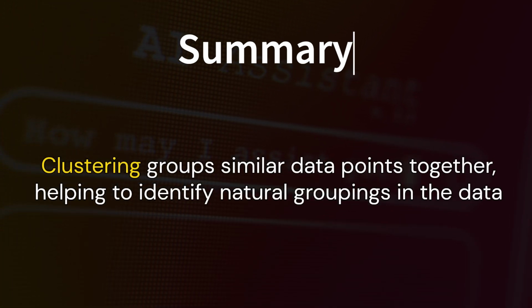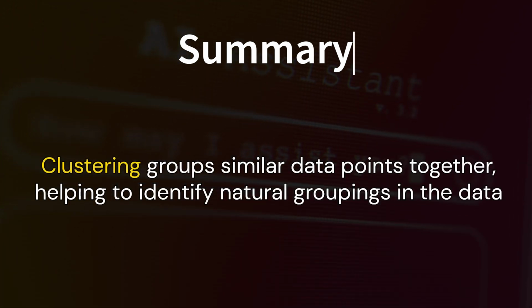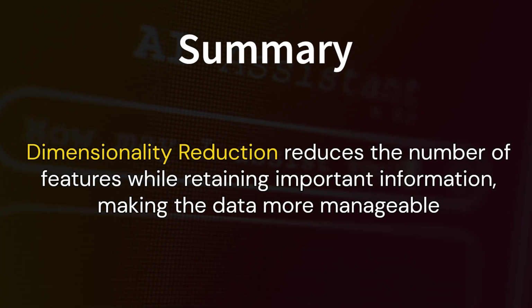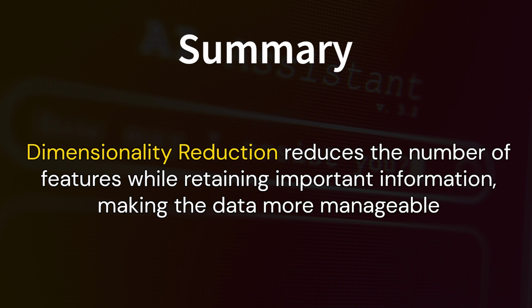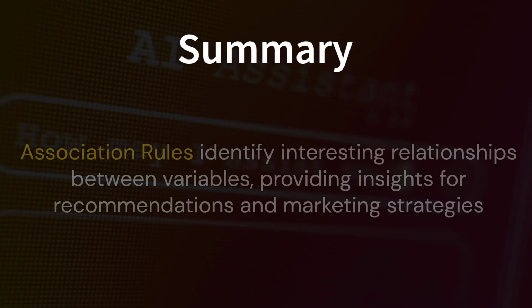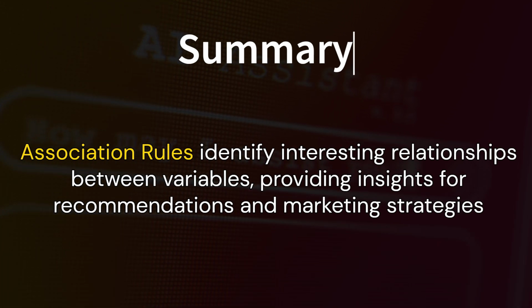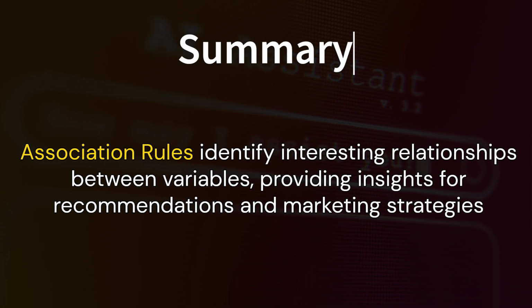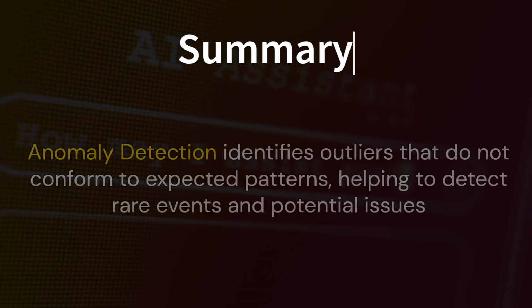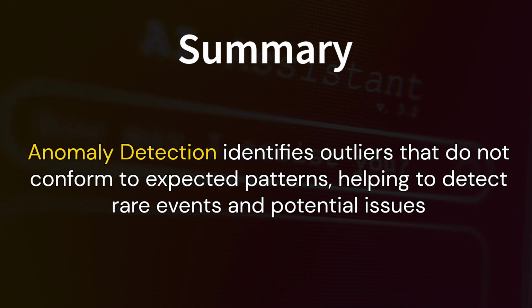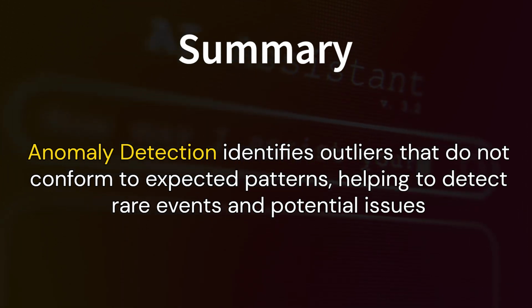Clustering groups similar data points together, helping to identify natural groupings in the data. Dimensionality reduction reduces the number of features while retaining important information, making the data more manageable. Association rules identify interesting relationships between variables, providing insights for recommendations and marketing strategies. Anomaly detection identifies outliers that do not conform to expected patterns, helping to detect rare events and potential issues.